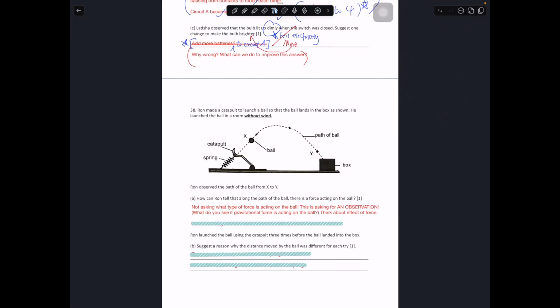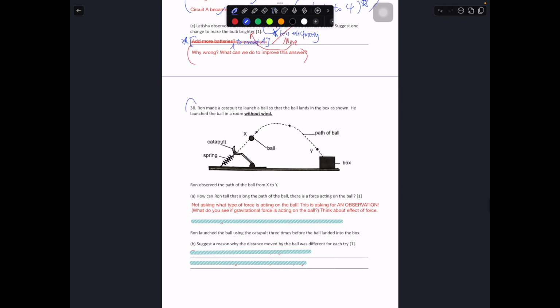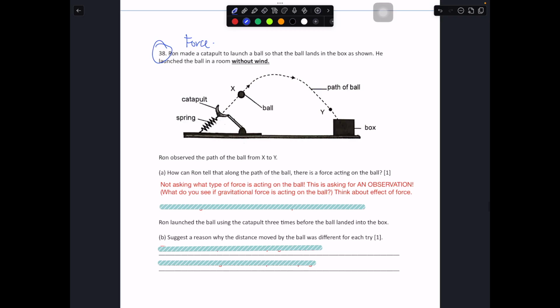Now we'll move on to question number 38. This is on forces. Over here, Ron made a catapult to launch a ball so that the ball will land in the box as shown. He launched the ball in a room without wind. This is a key part. He observed the path of the ball from X to Y, flowing in this direction.